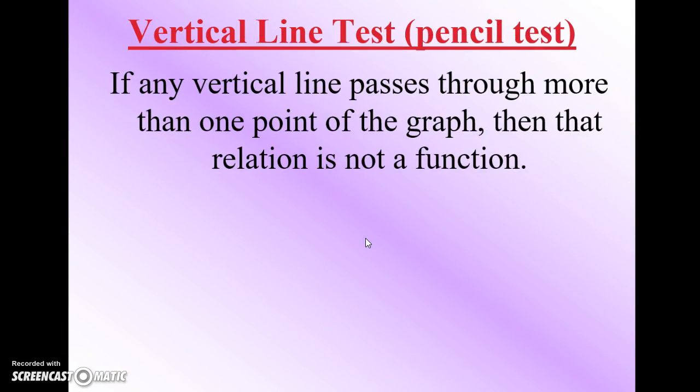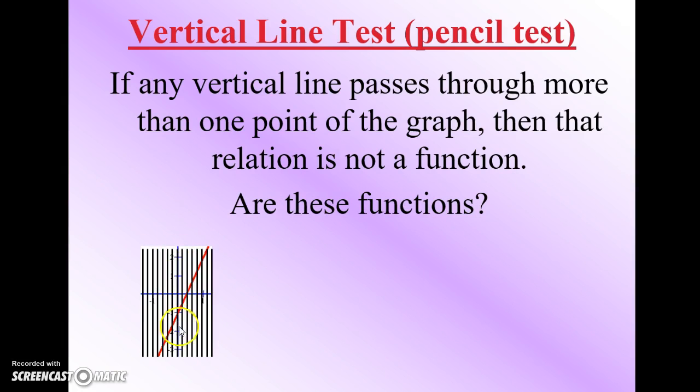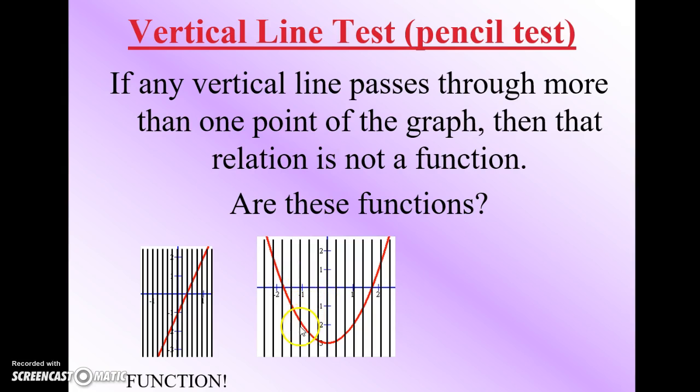Okay, so the vertical line test, pretty easy. You're going to draw a vertical line on the graph, and if it goes through more than one point on the graph, it's not a function. So here you go. Is that a function? You see the black lines? They're vertical lines. Each vertical line only touches the red line one time. Same here. Each vertical line only touches one time.